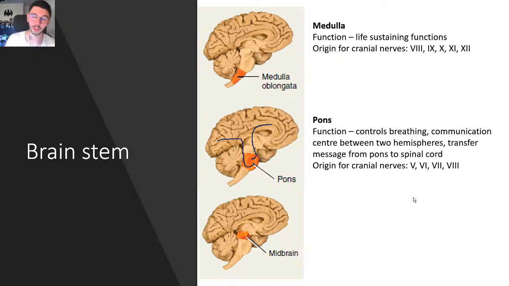So this is the pontine respiratory group along with the medulla. So it controls how we breathe. Take a deep breath in, take a deep breath out. Therefore, very important. It also contains sensory and motor tracts, and it sends messages between the brain and the spinal cord.